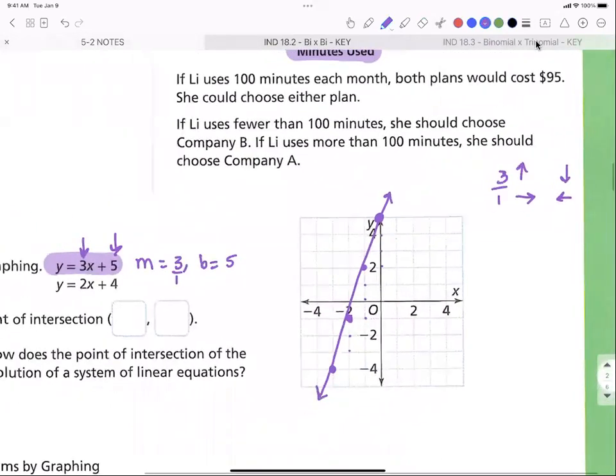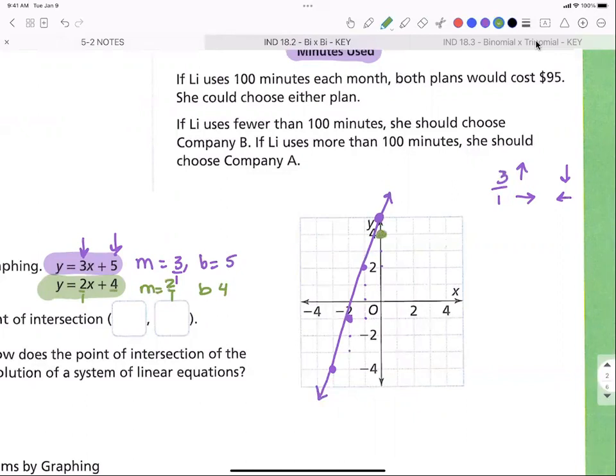Now I'm going to come back here and I'm going to look at the second equation, which I'll call my green one. And for that one, I need an m and a b, and it's right there. My m is 2/1, right? And I know I need it as a fraction. And my b is right here. It's 4. My b is where I begin. So I put a point right on the 4.